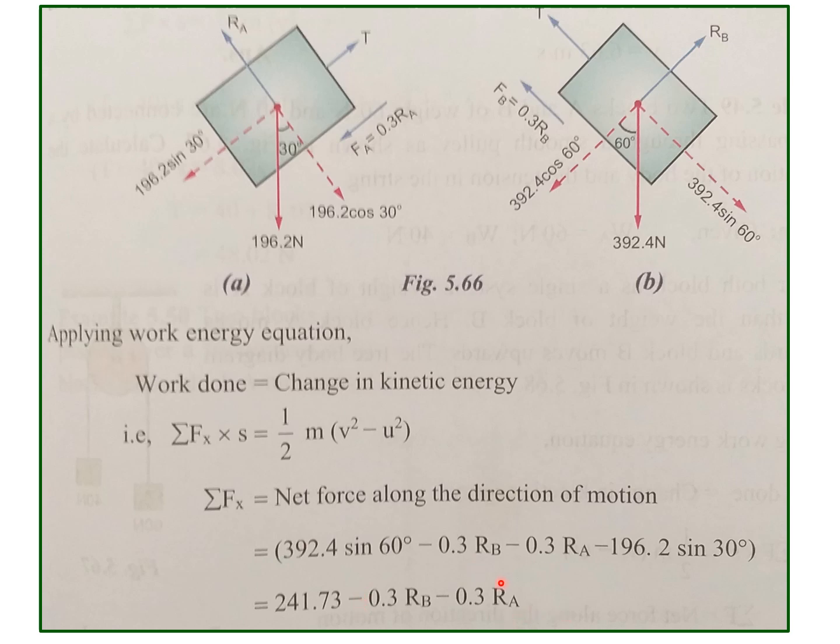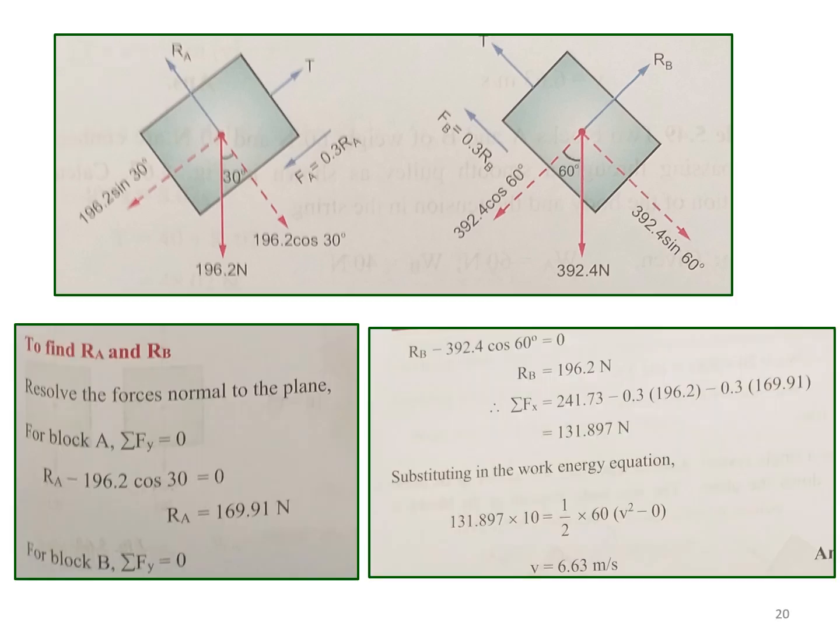So we get this value. Now we have to get the normal reactions RA and RB of each of the blocks. In order to get the normal reaction, we are applying the equations of equilibrium, that is, we are resolving the forces normal to the plane. When you resolve the forces normal to the plane for each of the blocks separately, for block A we get RA is equal to this, and for block B we get RB is equal to this.